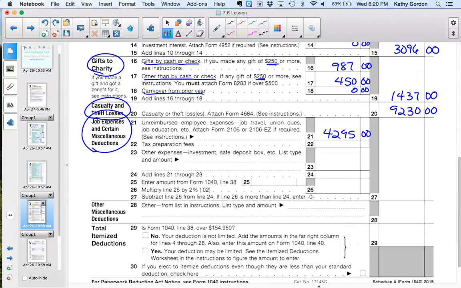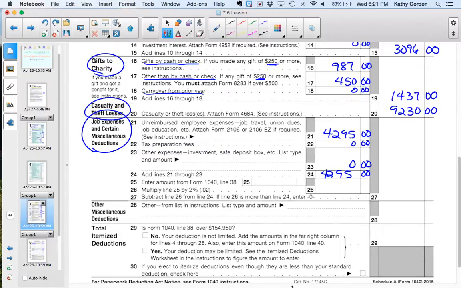Okay. Tax preparation fees, we have no information on that. Other expenses like a safety deposit box or investments, anything like that, again, no information. So for line 24, we're adding lines 21 through 23. So we're still at $4,295.